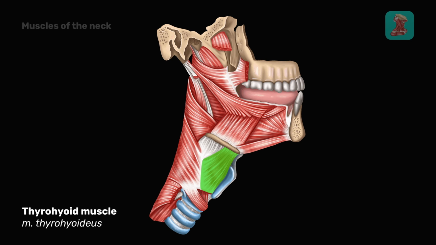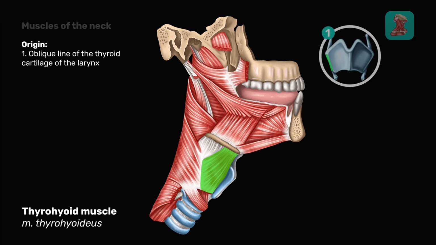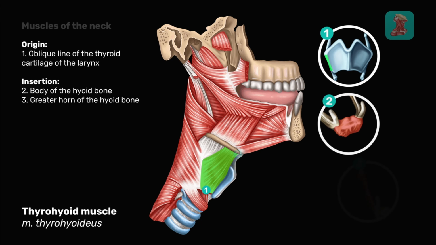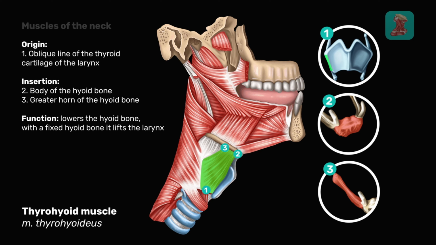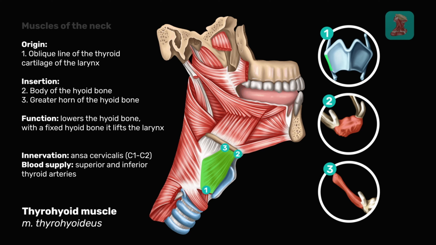The thyrohyoid muscle originates from the oblique line of the thyroid cartilage of the larynx and inserts into the body and the greater horn of the hyoid bone. The muscle lowers the hyoid bone, and with a fixed hyoid bone, it lifts the larynx. The following structures innervate the muscle and supply it with blood.